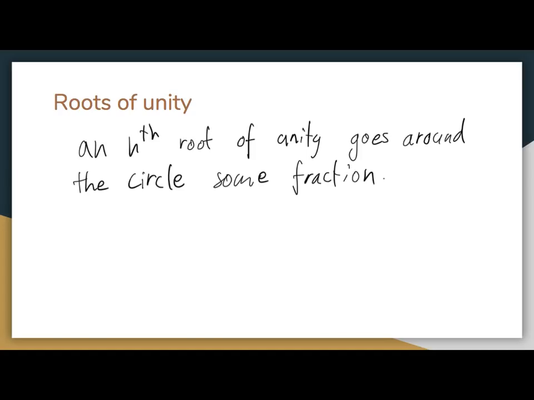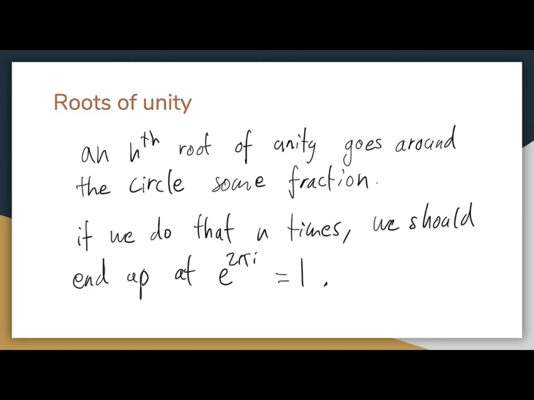So an nth root of unity has a special property, but we can just think about it as one of these complex numbers on the circle, and it goes a certain fraction around the circle. So what we want is, if we do that same fraction n times, we will go around the whole way. So we will eventually end up back at 1. We will have e to the 2 pi i, and that will equal 1, because if we go the entire way around the circle, we end up in the same place.